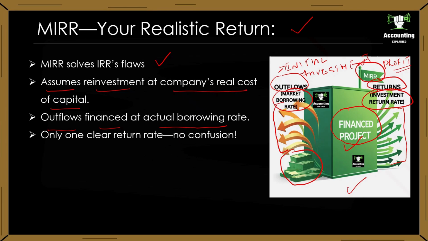When you use MIRR, there will be only one clear rate and no confusion. As IRR had multiple answers, like that you will not face. You will have only one MIRR rate and we will not face any confusion while calculating MIRR.